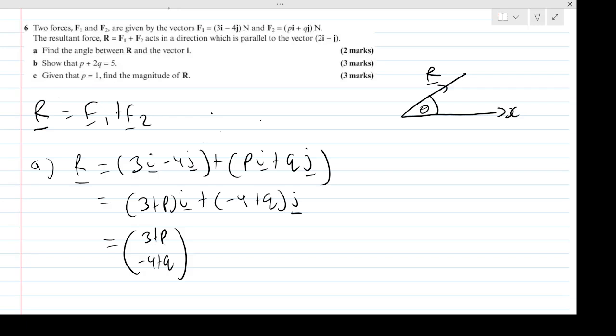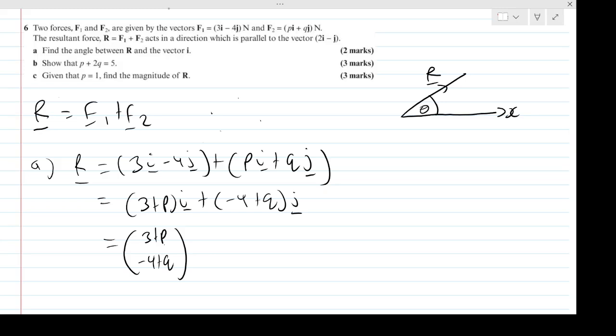But we are told this, and this is probably the hardest part of the question. We're told this resultant force, this vector here which we just worked out, is in a direction that's parallel to the vector 2i minus j. Now, remember we talked at the start of the chapter, two vectors are parallel if they're scalar multiples. We will look into that. But actually, with them being parallel, that means the direction is the same.